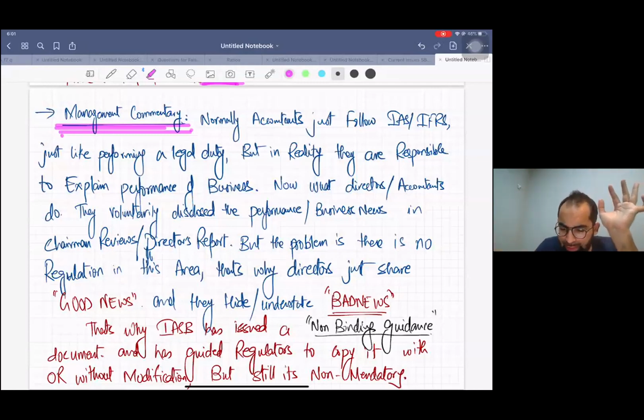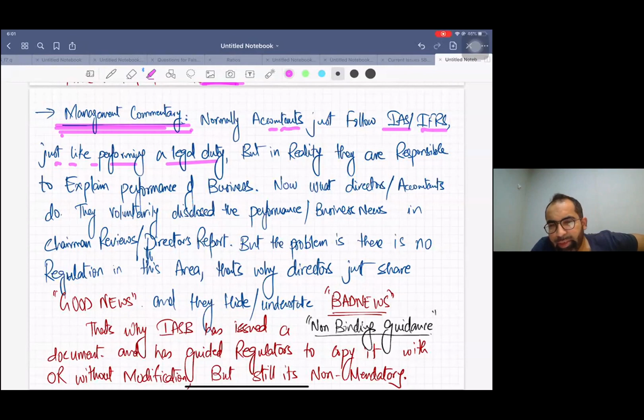Now see, I have written it in very easy language. Normally accountants just follow IFRS like performing a legal duty. Accountants have to make the financial statements, and they do it as a legal duty, because if they don't apply IFRS, the auditor will qualify their report and they will be in trouble. So they just follow IFRS. And normally it is also said that IFRS is all number crunching.